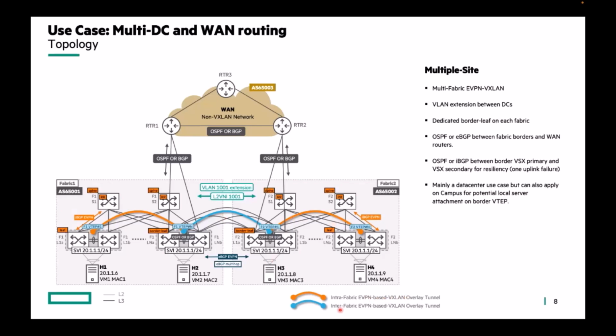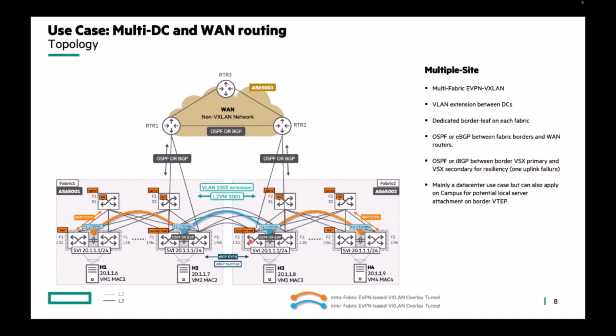All right. So what's the use case here? Multi-site DC and WAN routing. Now with multiple sites, right, we are actually stretching the VLAN L2 VNI connectivity, right? So multi-fabric EVPN VXLAN is the setup, is the scenario. VLAN extensions between DCs, right? That is what we're trying to achieve. Dedicated border leaf on each fabric, which you saw here, right? OSPF or eBGP between fabric borders and WAN routers.